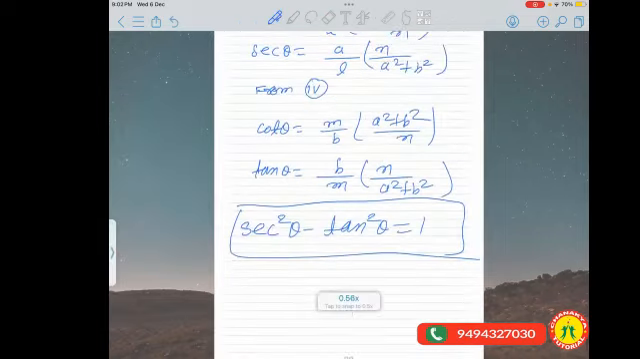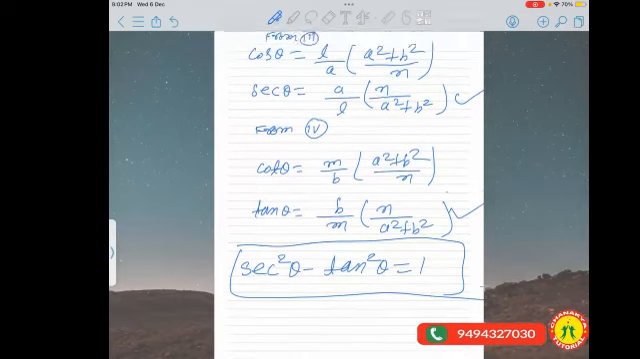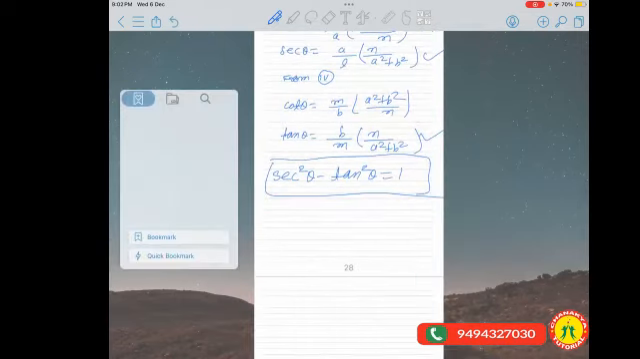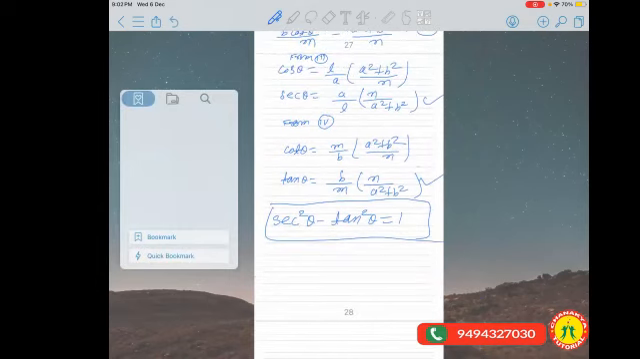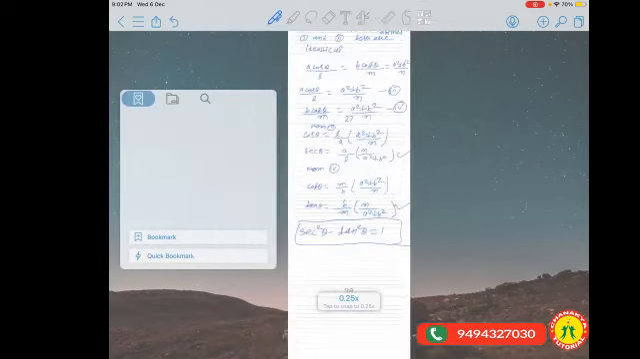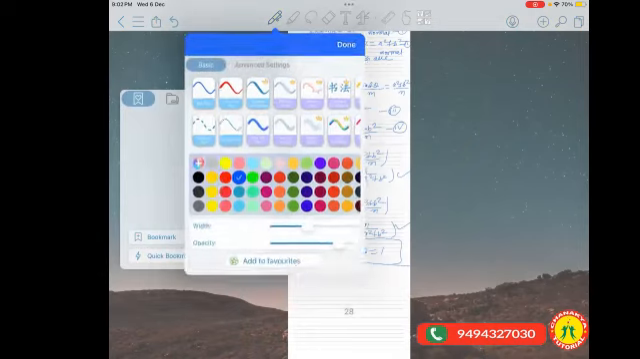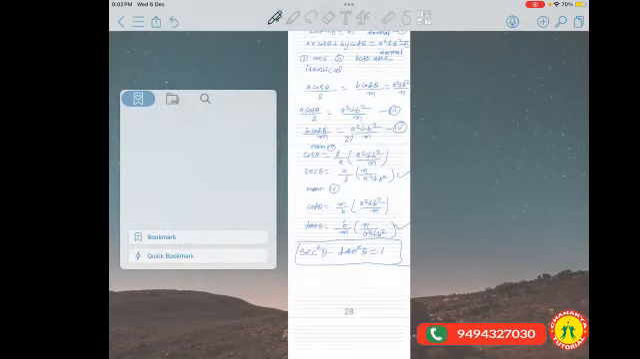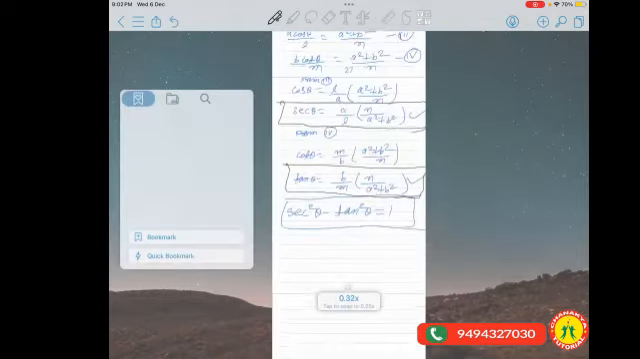Sec square theta, sec theta का value पता है and tan theta का value पता है. We got the answer. Put the value and get the answer. ठीक है, sec theta का आपको वैल्यू मिला, got it ना, sec theta. This is the sec theta and tan theta is this. So apply the sec square theta minus tan square theta equal to 1. Get this.